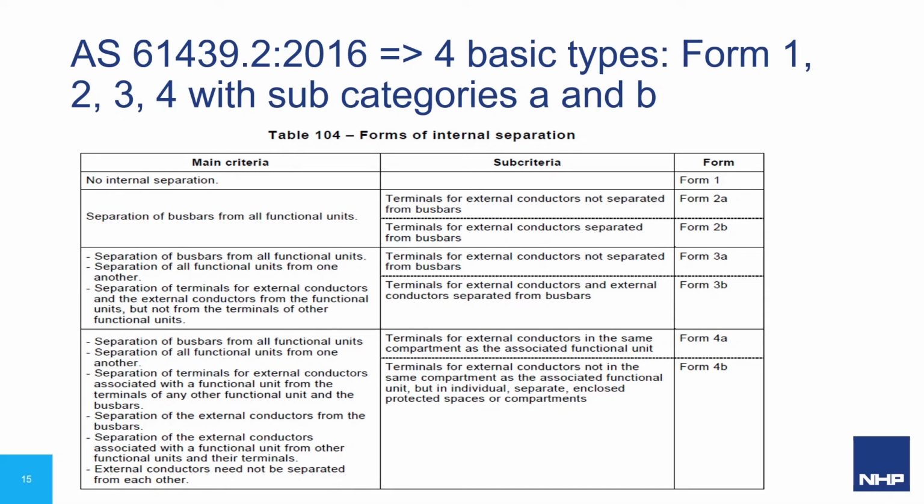Table 104 in 61439 lists the forms of separation, as can be seen in the far right column. This is the name of the form and will describe how the elements we have defined will be separated from each other. The number alone specifies the main criteria, as can be seen in the far left column. In general, the main criteria explains how functional units, busbars, and terminals are separated from each other. By adding the letter A or B where applicable, we further define the required sub-criteria. The sub-criteria further defines how terminals for external conductors are separated, which is likely of greater concern to the contractor installing cables and the end user for maintenance.